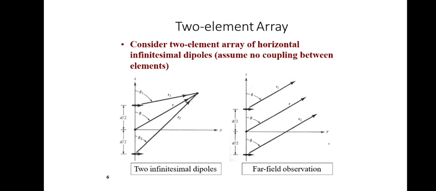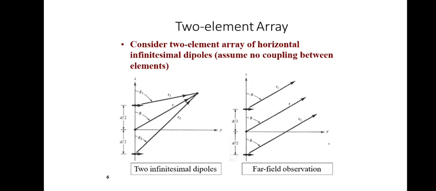So here we generally take a two element array, two point sources or two elements, whatever it may be. Here we take two infinitesimal dipoles placed exactly at the center of the XY axis, or YZ axis, whatever it may be. In this figure, they are exactly at the center. The spacing between the elements is d, but it is with respect to the center of the coordinate.